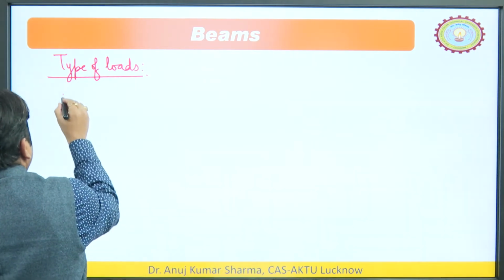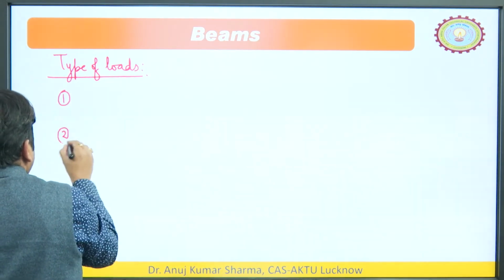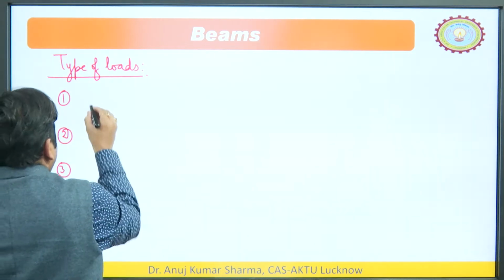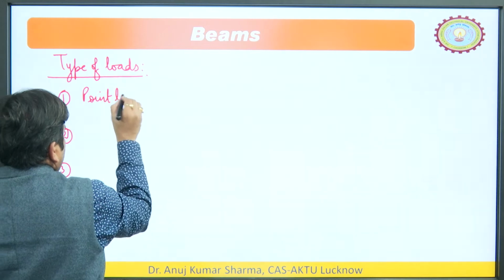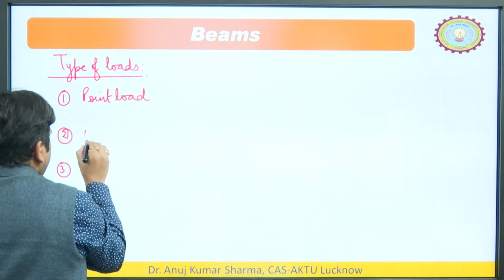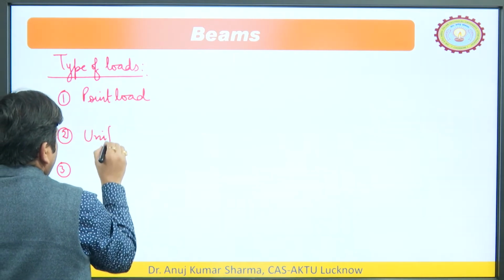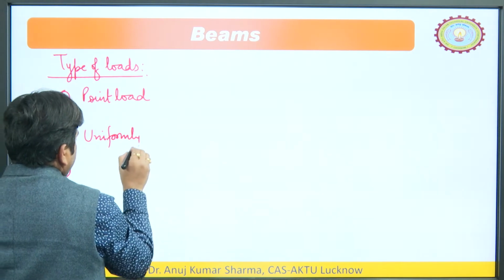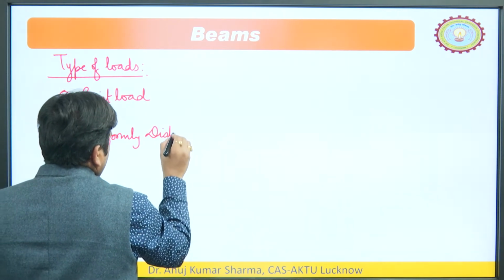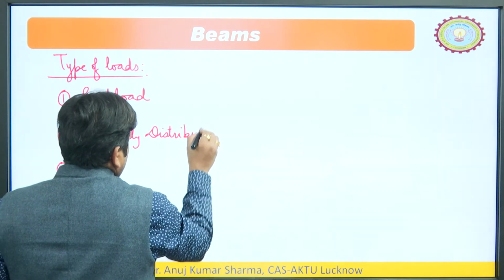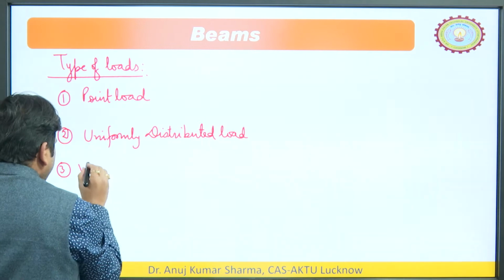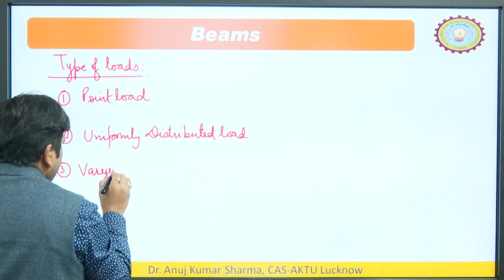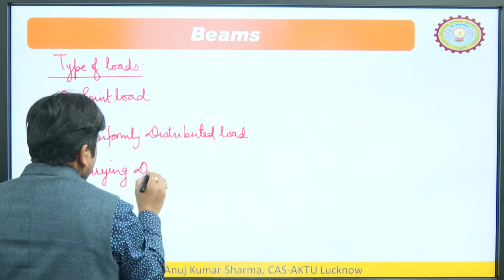So, types of load are generally of three types which are in our syllabus. First is point load, second one is uniformly distributed load, and third one is the varying distributed load.